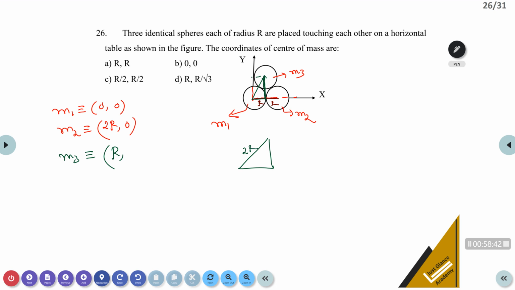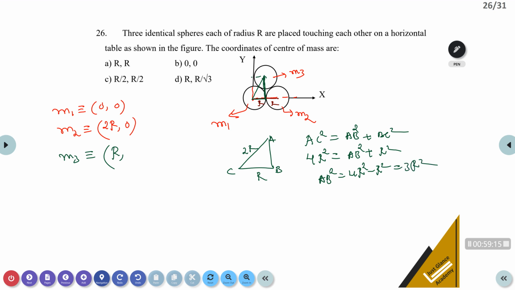Here this distance is 2R. This distance is R. I need A, B, C. That means AC square equals AB square plus BC square. What is AC square? 4R square equals AB square plus R square. Simplify it. AB square equals 4R square minus R square, equals 3R square. Therefore, AB equals square root of 3 into R. This is the coordinate.